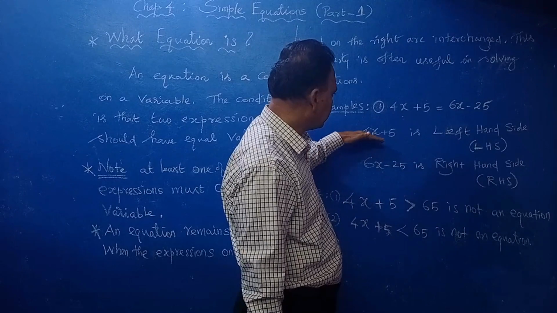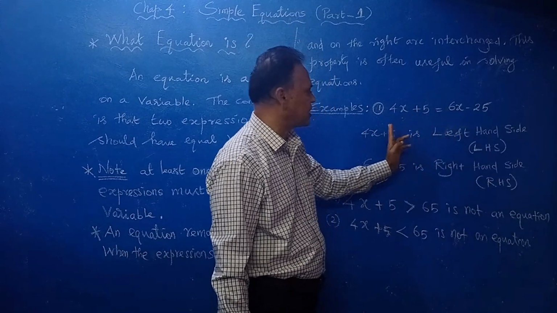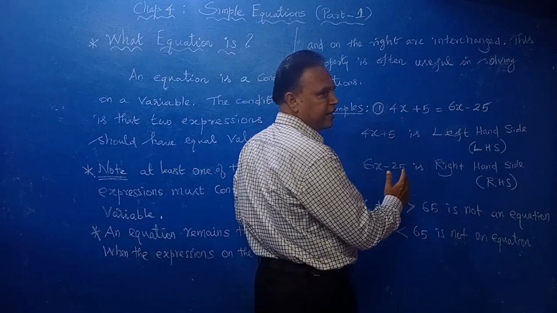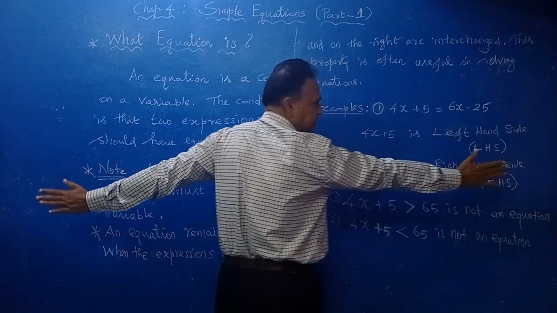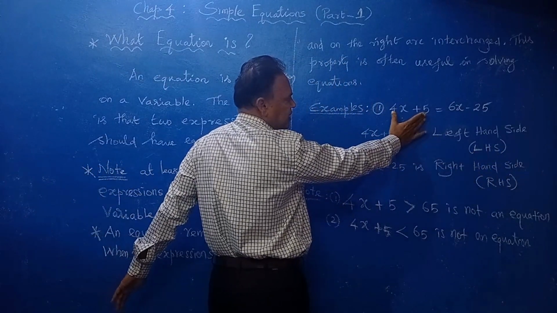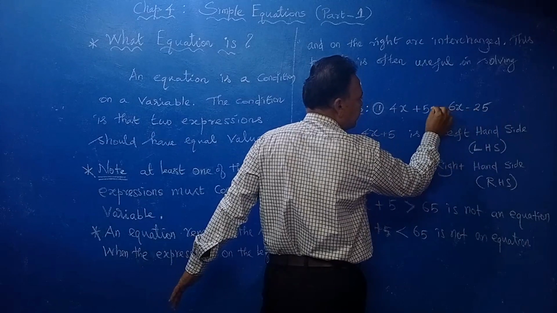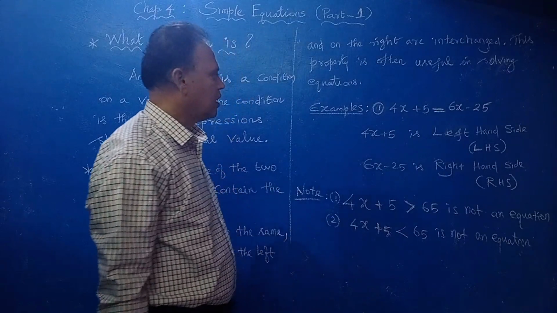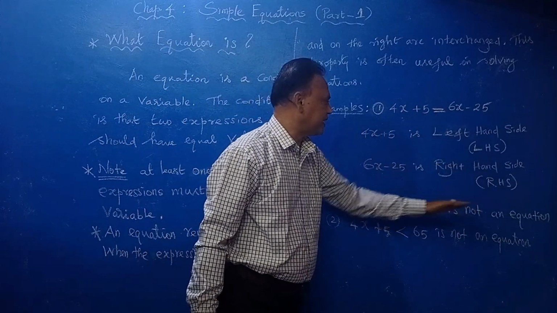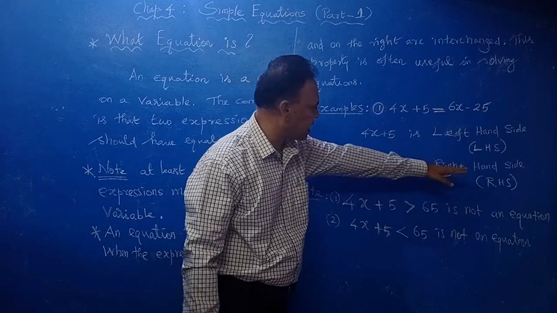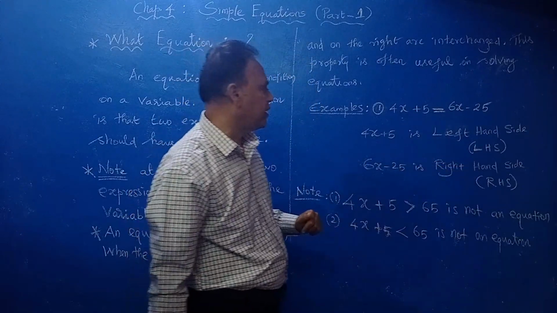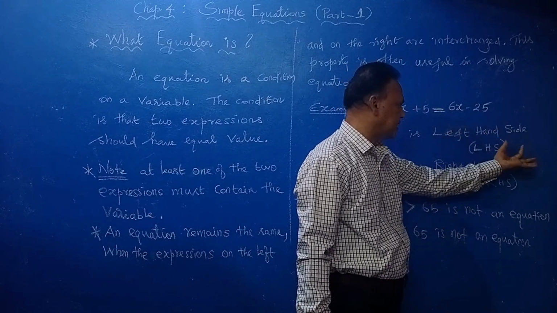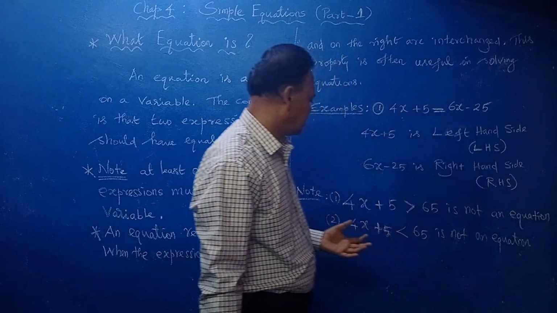Therefore, here 4x plus 5 is the left hand side. We will denote it as LHS. LHS means left hand side. Suppose you are standing like this, this is the right hand side, this is the left hand side. In the center you have the equal to symbol. Then the whole thing is called an equation. 6x minus 25 is the right hand side, that is RHS. In mathematics we denote them as LHS and RHS. LHS full form is left hand side. RHS full form is right hand side.